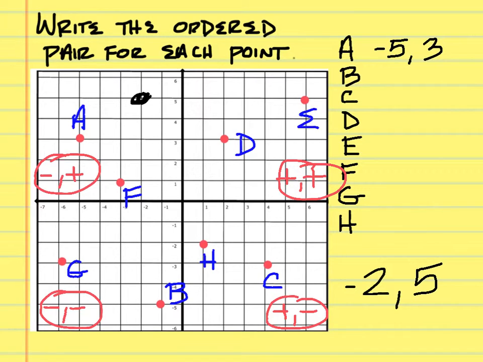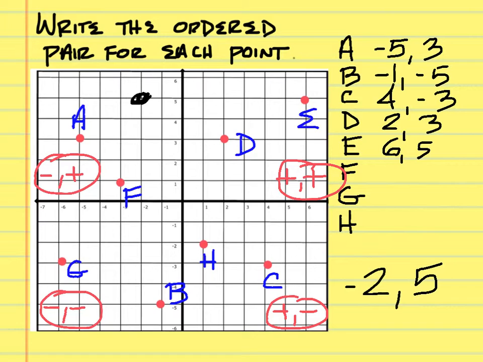Negative 1, negative 5. That's right. Hale, what's the coordinates of point C? 4, negative 3 is right. Hanshaw, what's the coordinates of point D? That's right, 2, 3. Holston, what's the coordinates of point E? 6, 5 is right.